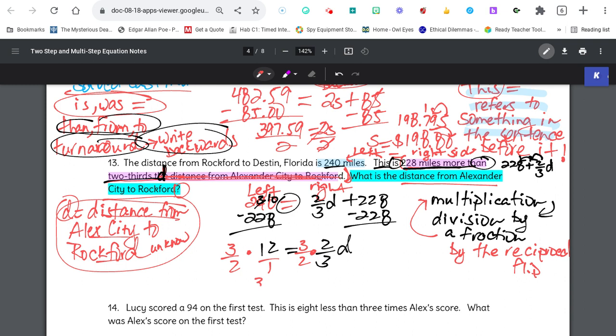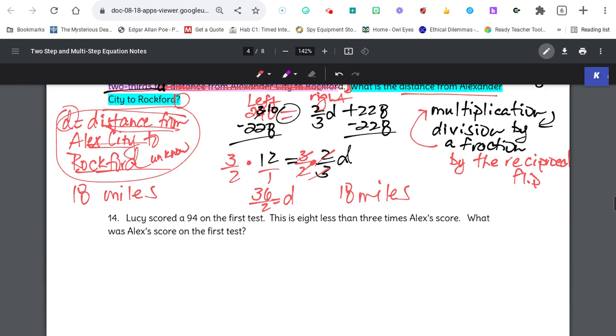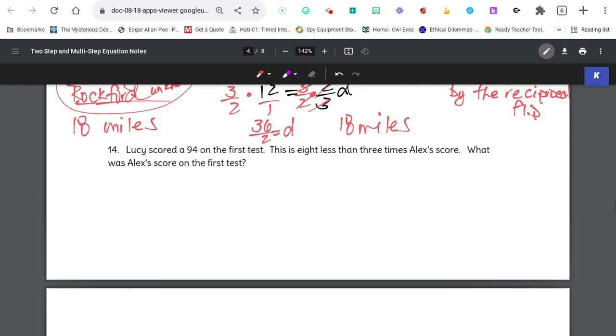And put this over 1. So that's 36 divided by, I put 32 when I said 36. That's 36 divided by 2. These cancel. And half of 36 is 18. So the distance from Alex City to Rockford is 18 miles. All right, you're going to pause the video and try 14.